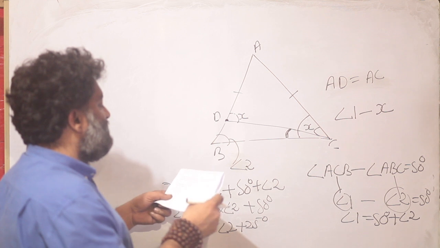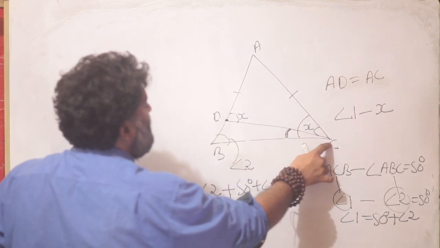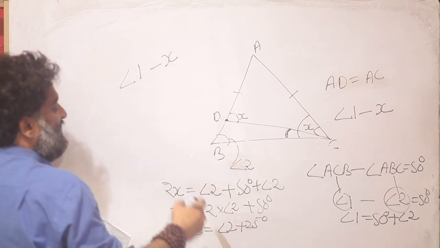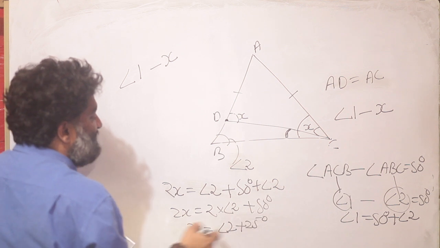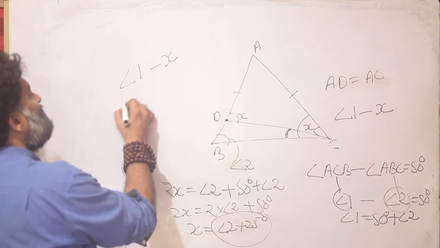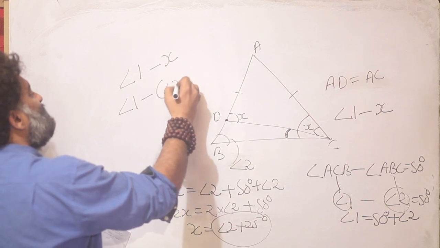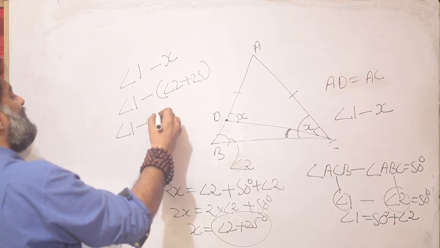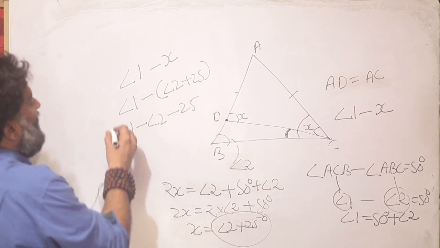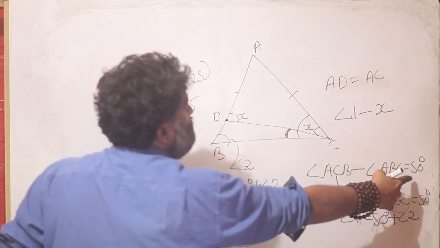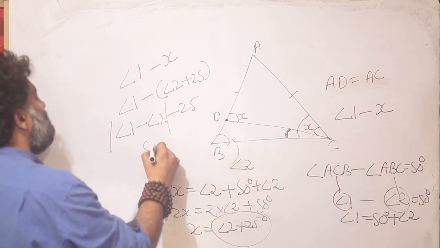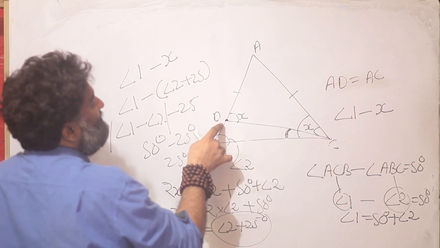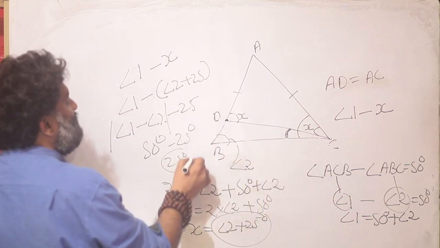So most of our work is done. Our question was, what is the measure of angle DCB? Angle DCB I know is angle 1 minus x, and I just figured out angle x is equal to angle 2 plus 25. So angle 1 minus angle 2 plus 25. This will become angle 1 minus angle 2 minus 25. I already know angle 1 minus angle 2 is given to me as 50 degrees. So this would be 50 degrees minus 25 degrees. My answer would be 25 degrees. So finally my answer, angle DCB, is going to be 25 degrees.